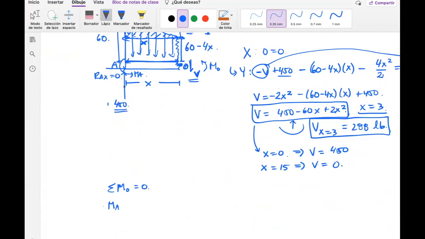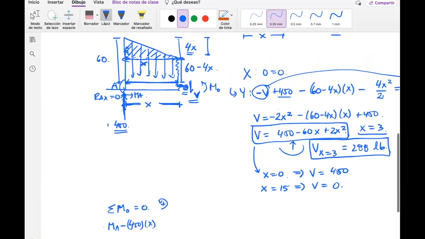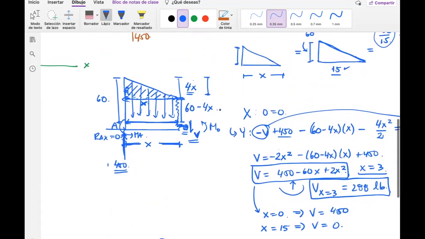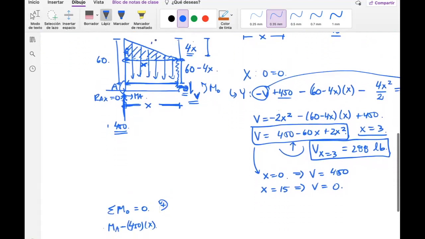Now this one is a force and will produce a moment regarding point O, which amounts to 450 times x. This is the length, this is the force, this is the lever arm to point O that produces a moment, 450 times x. And the sign is minus because I'm thinking that this is the positive sign. So that's the easy part. Now let's go to a more complicated part: the triangular distribution and the rectangular distribution. Let's go with the rectangle.